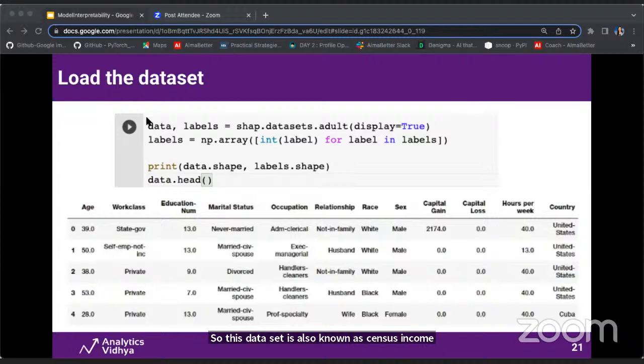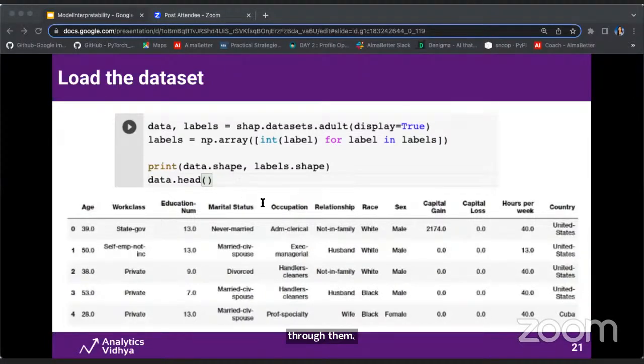I'm using SHAP here to load the data, because SHAP provides us an already cleaned up version of this data set. So you can see we have the code to load the data, and we have the output features as well. Let me just walk through the features that we have here. It will help you understand the data that we are talking about.